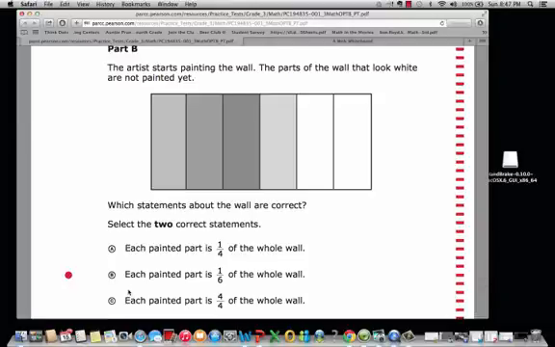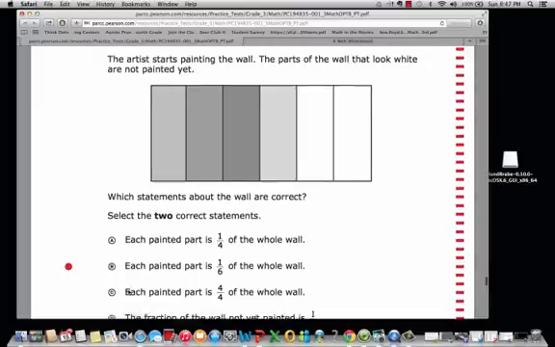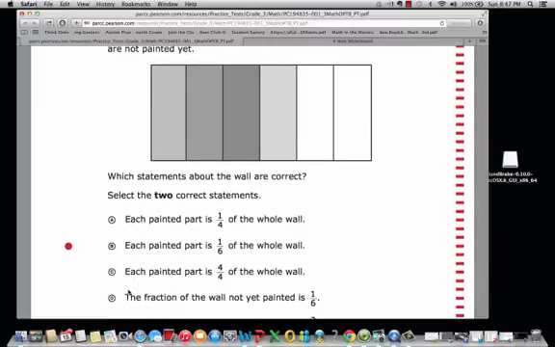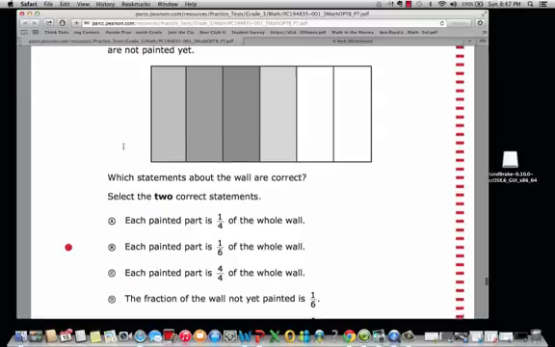The artist starts painting the wall. The parts of the wall that look white are not painted yet. Which statements about the wall are correct? Okay, so I'm noticing how many sections this is split into before I even read the question. It's split into 6, and he has painted 4 of the 6. I know 4/6 is equivalent to 2/3. I'm going to think about that before I even read the options. Now, select the 2 correct statements.